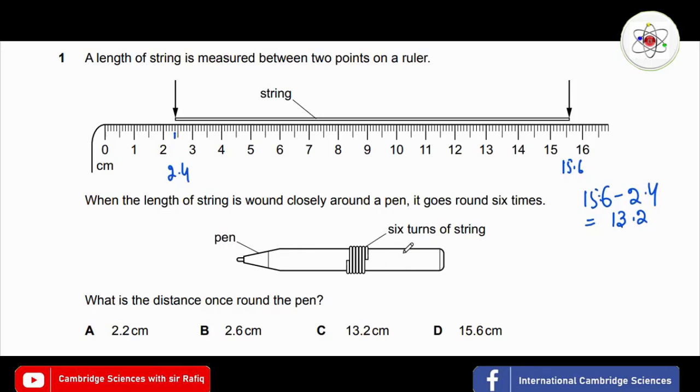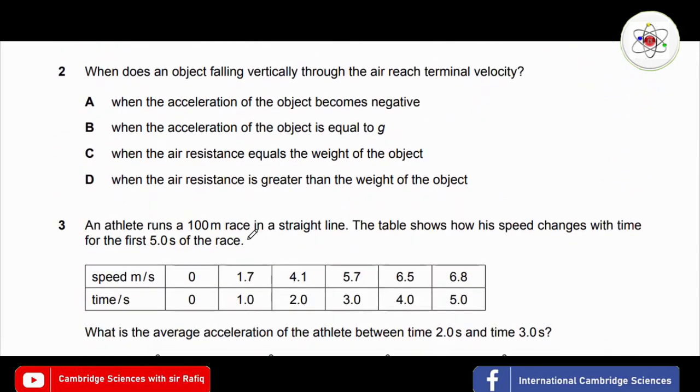So what is the distance once around the pen? The total length of the string would be divided by the number of turns. So the answer is 2.2. All right, so A is the correct answer. Moving on to the next question.